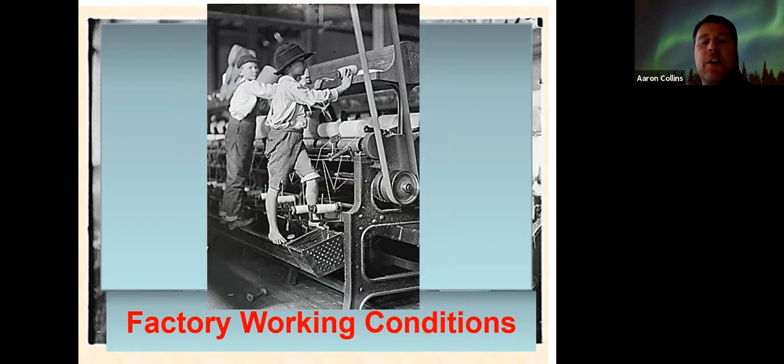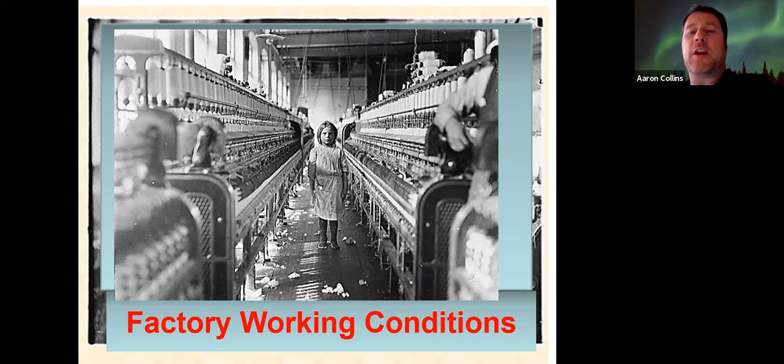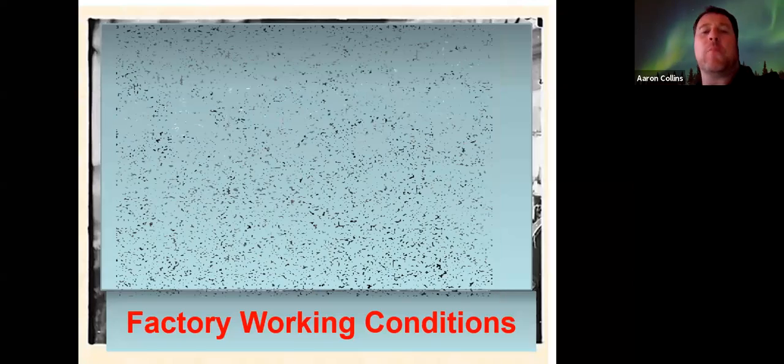Now look at these kids. Notice they're barefoot. They don't have any shoes, but they have to climb up there to deal with the machine. Here's another barefoot girl working in a textile factory. You see all the spools of thread? More coal miners.